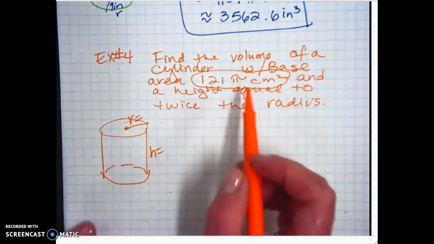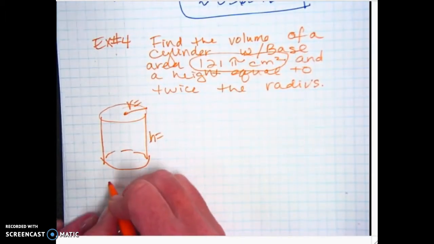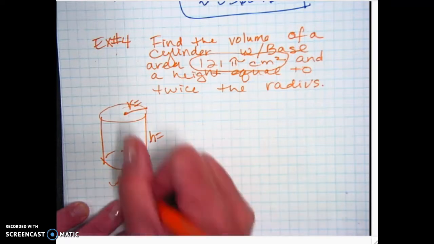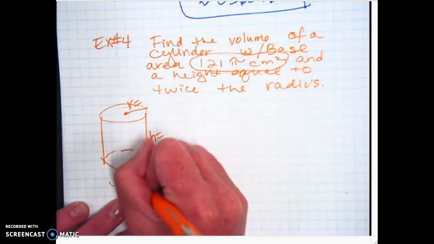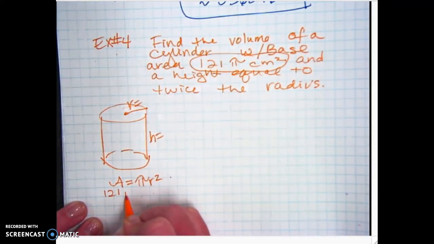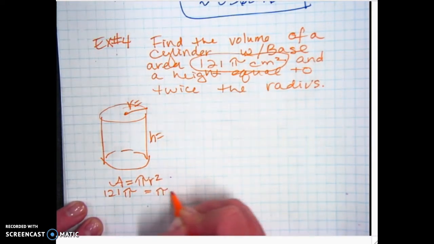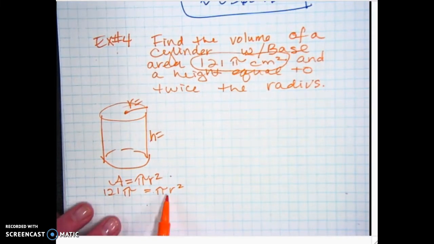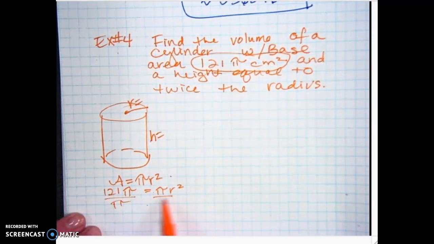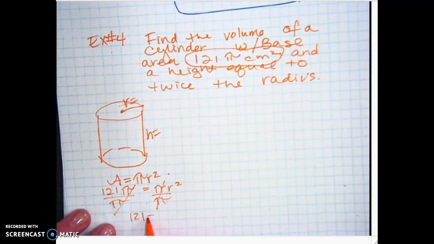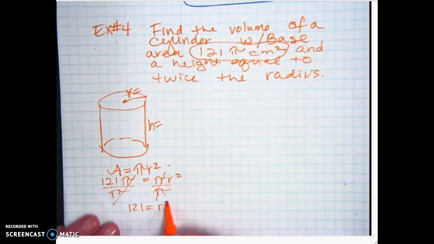Okay, but they did give us that the area is 121 pi. Well, if you flip your formula sheet over, you can see that the area formula for a circle is pi r squared. So if it's 121 pi, and we set it equal to pi r squared, we can simplify easily because we see pi on both sides, so divide both sides by pi. So that cancels. So we've got 121 equals the radius squared.